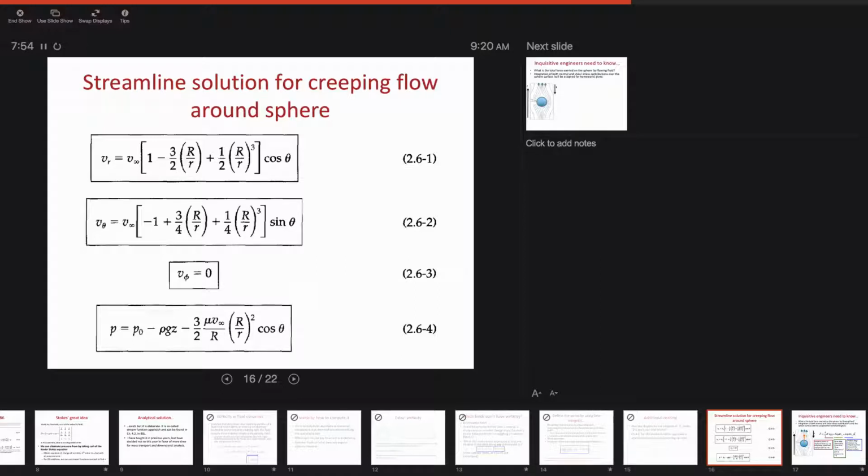One thing that I can recognize, if you ever had PDEs, is that it's separated. It's a function of r times a function of theta. Function of r times a function of theta. So the separation of variables in this sense helps solve this ultimately. And then my v phi is 0, which I assumed before, and pressure is also a function of both r and theta. There's a z here that's snuck in that is technically not correct to use in the spherical coordinate system, but this is the traditional form, rho g z.